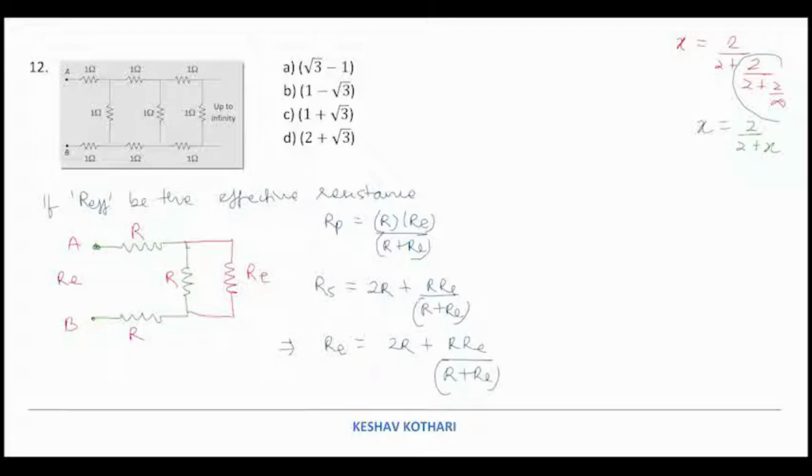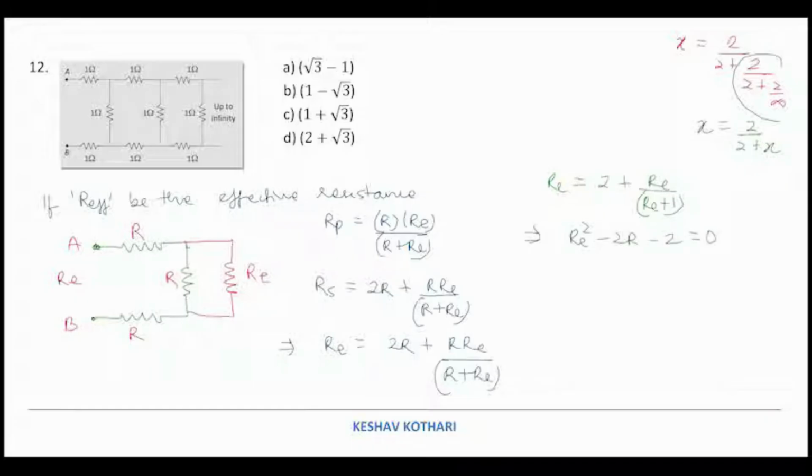Now over here we have the value of R as equal to 1. So if I put the value of 1 over here, we can solve this out and obtain it as R_E is equal to 2 plus R_E upon R_E plus 1. And the equation is going to be formed like this, that R_E square minus 2R_E minus 2 equal to 0.